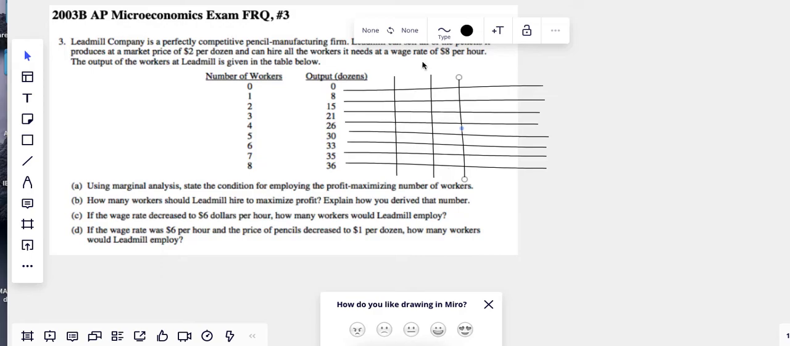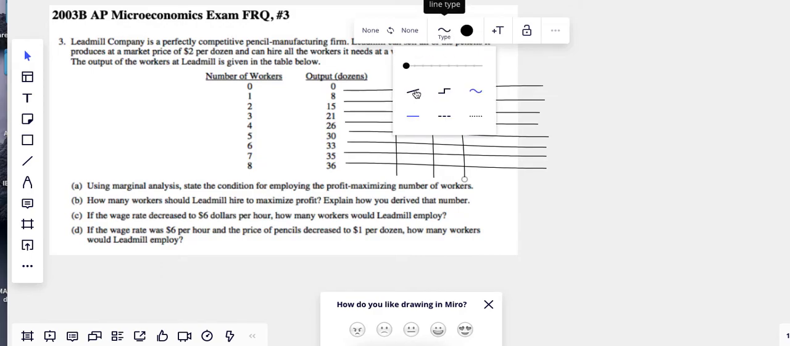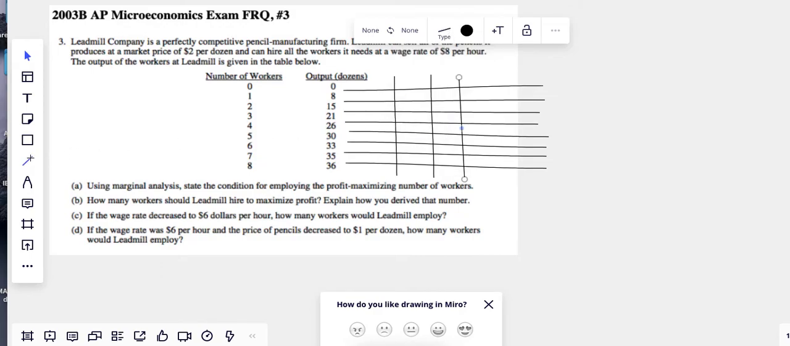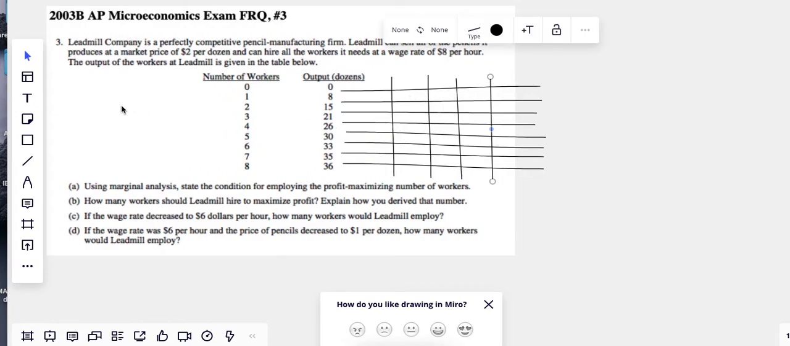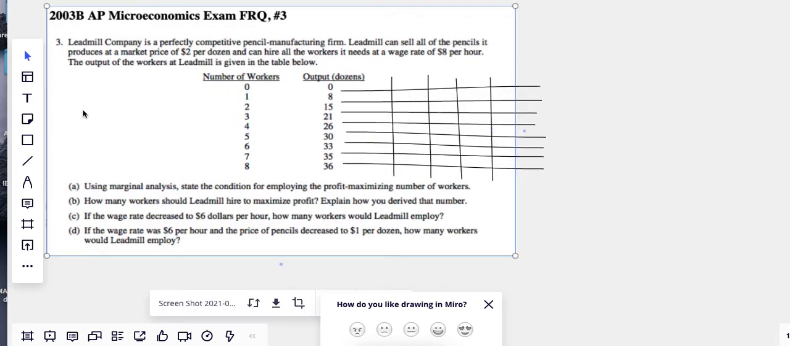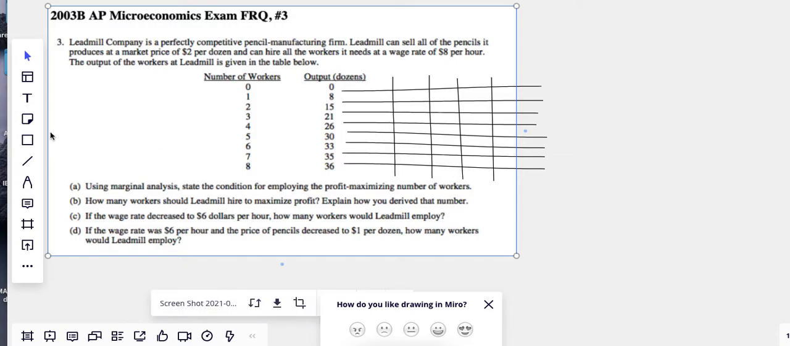Why is that? What am I not doing here? Oh, maybe that would work better. Let's see. Oh, yeah. Okay. All right, so user error. Once you've drawn these little tables, I could have done it much quicker just by freehanding it, but it's fine.